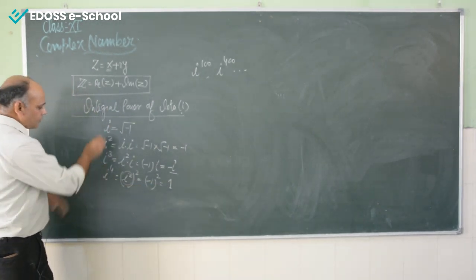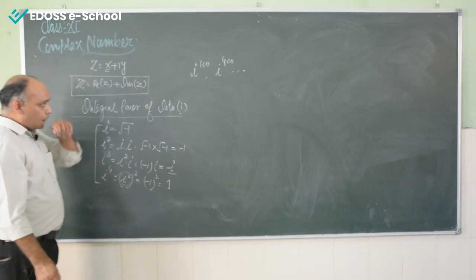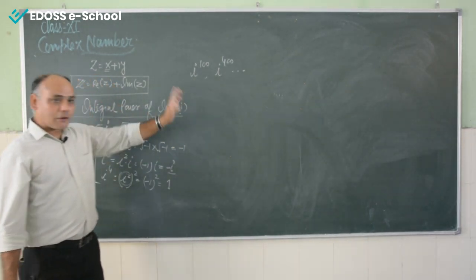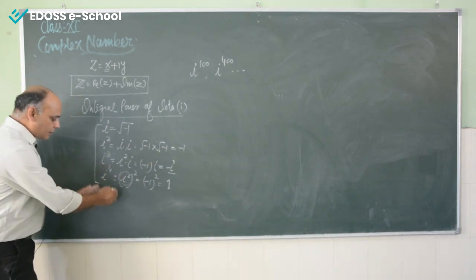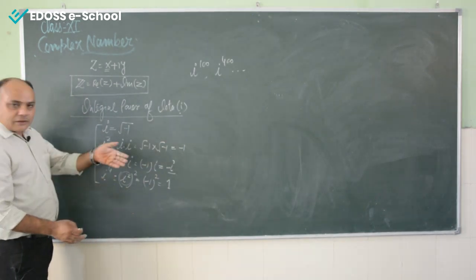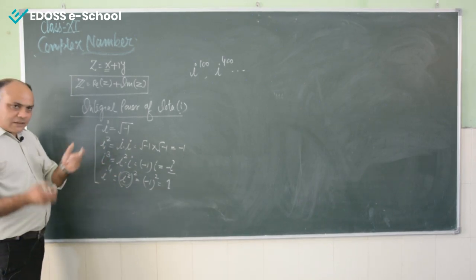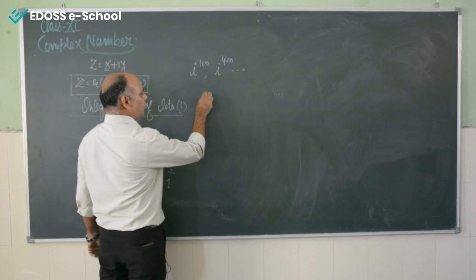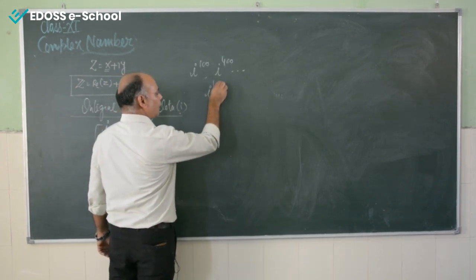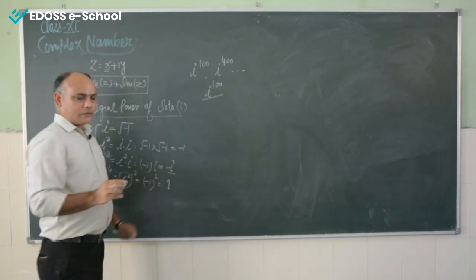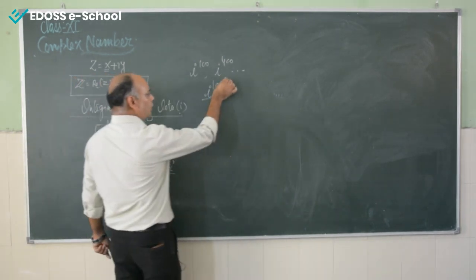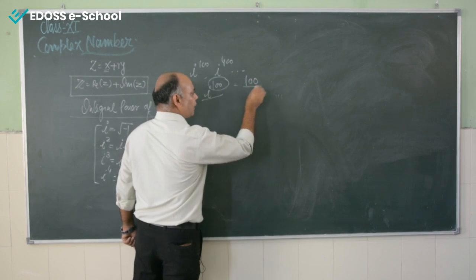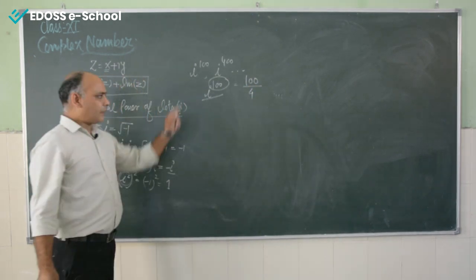Now in a similar pattern, if I want to find iota to the power 100, you would have to expand it like this, but it will take a very long time. So there is a trick. Suppose I want to find the value of iota to the power 100. Then check the power. This is the power 100, and you have to divide it by 4.